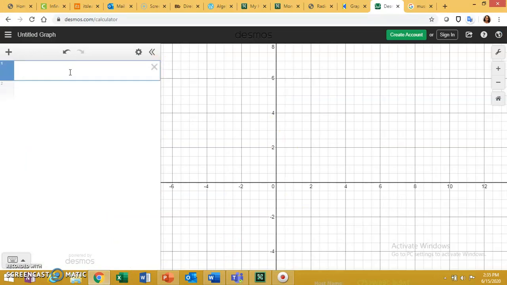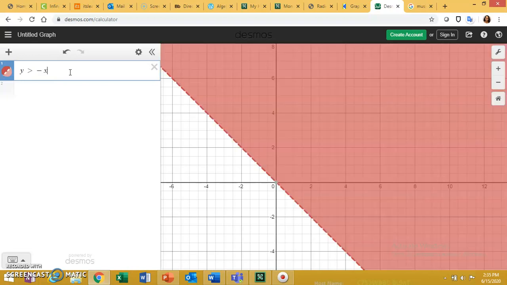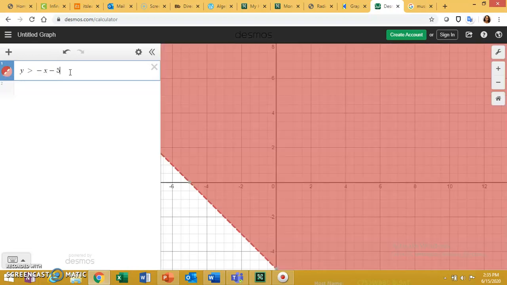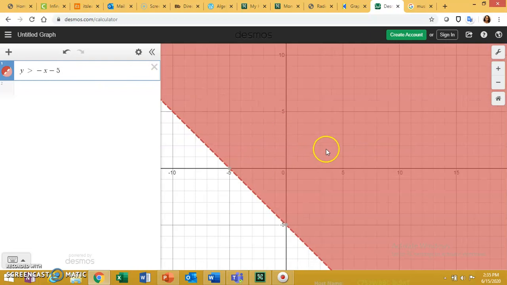So we have y is less than, this time no equal to, minus x minus 5. And even notice that they put the dots too, right? And so this is what I have on my graph as well.